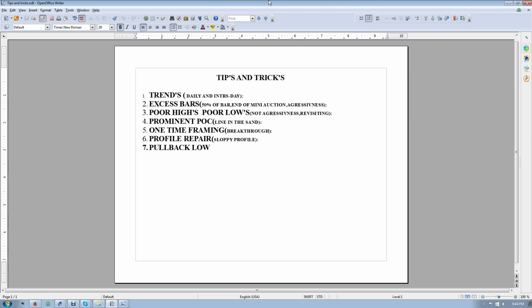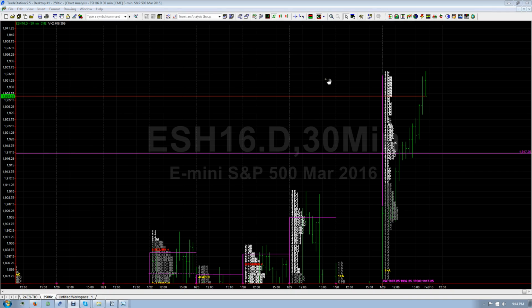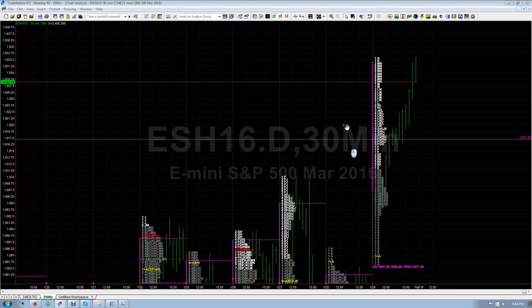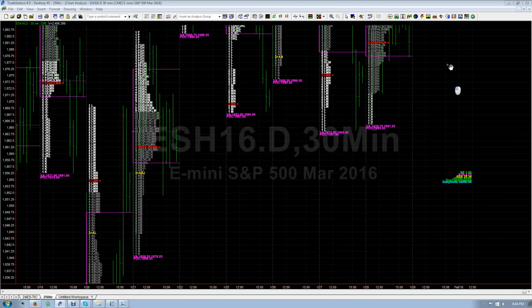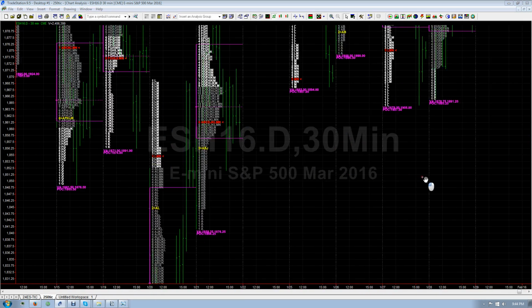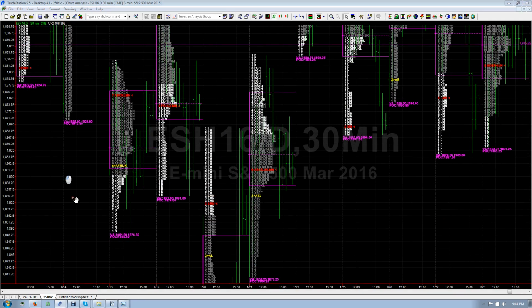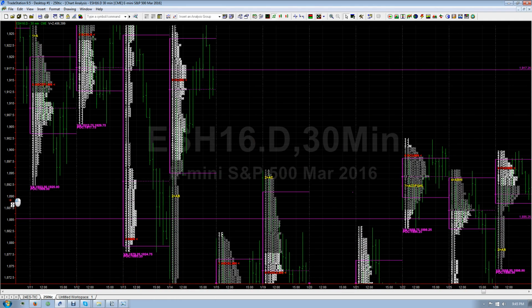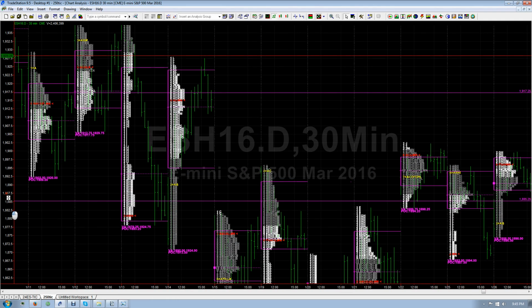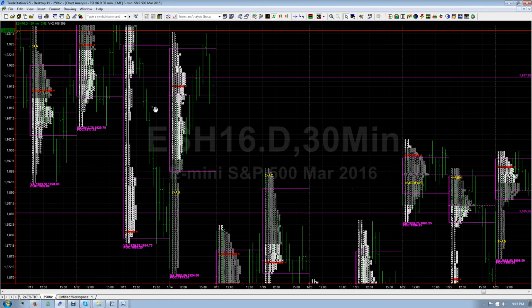Okay. Let's talk about profile repair. Profile repair, let me see if I can find one for you here. And you can see, got nice profile repair somewhere. Profile repair would be basically, well, here's a fair example of it. You've got a sloppy looking profile here. You got a lot of single prints. You got one time framing down.